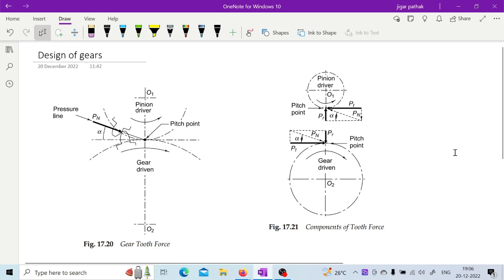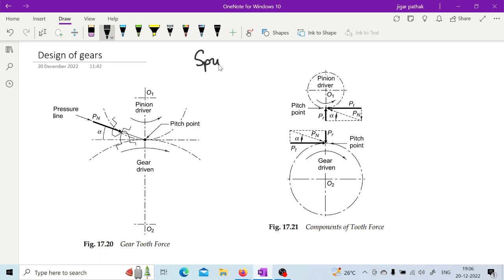So today we will discuss the design of gears. We will not focus on the types of gears and the terminology used in gears, because that we have already discussed during theory of machines. So we will start with the forces acting on gears in working condition. Today we will mainly focus on spur gears.